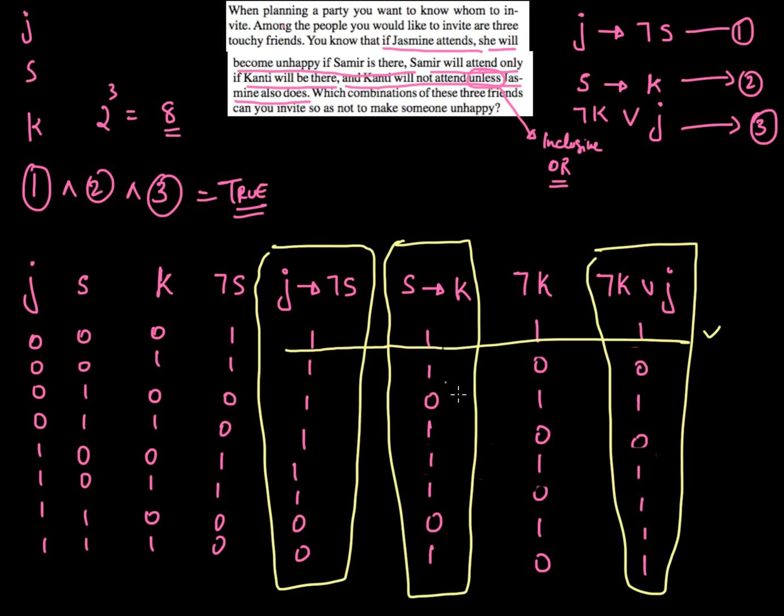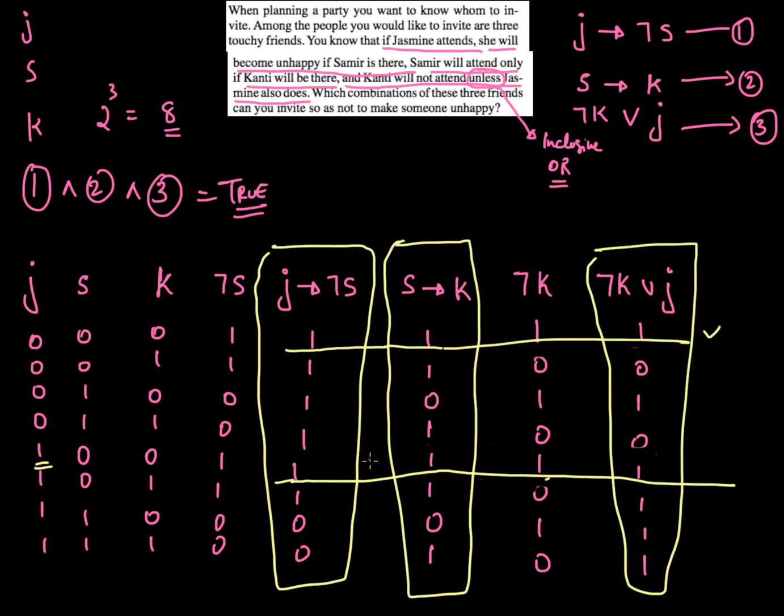Let's look at some other rows where I can see every single row being equal to 1. So now if I look at, let's say, Jasmine being 1, Samir being 0, and Kanti being 0, which happens to be this row here, 1, 1 and 1. This tells you that one other option could be I just invite Jasmine by herself, but I do not invite Samir and I do not invite Kanti. And this would also make sure that nobody will be unhappy in my party.